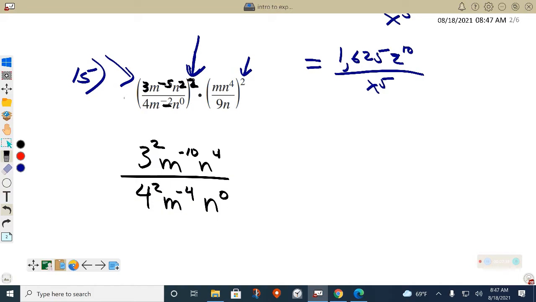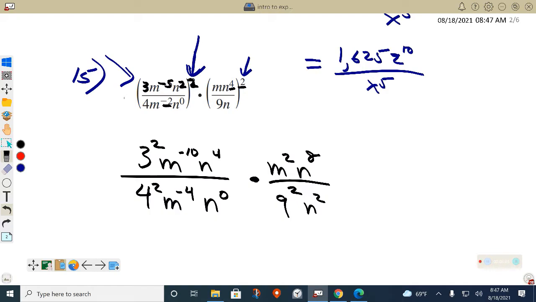Let's take care of the 2nd parenthesis now. So m to the 2nd power. Nice. N to the 8th power. Nice. Power to power, n to the 8th. 9 to the... 2nd power. N to the 2nd. Rocking and rolling.